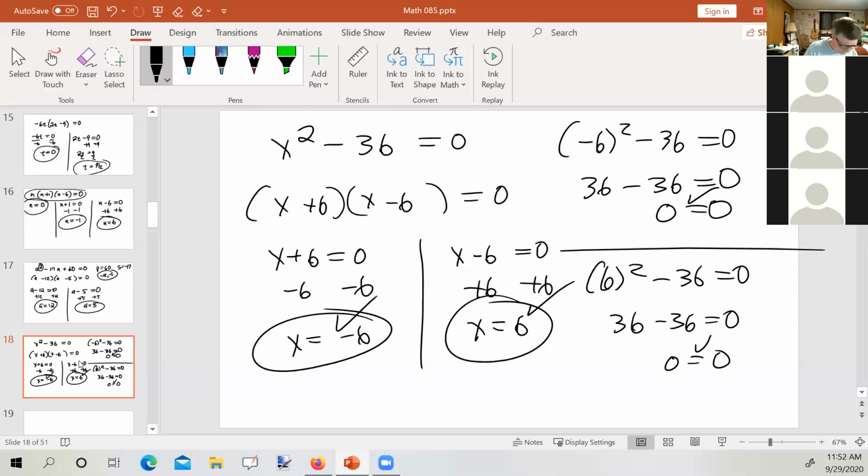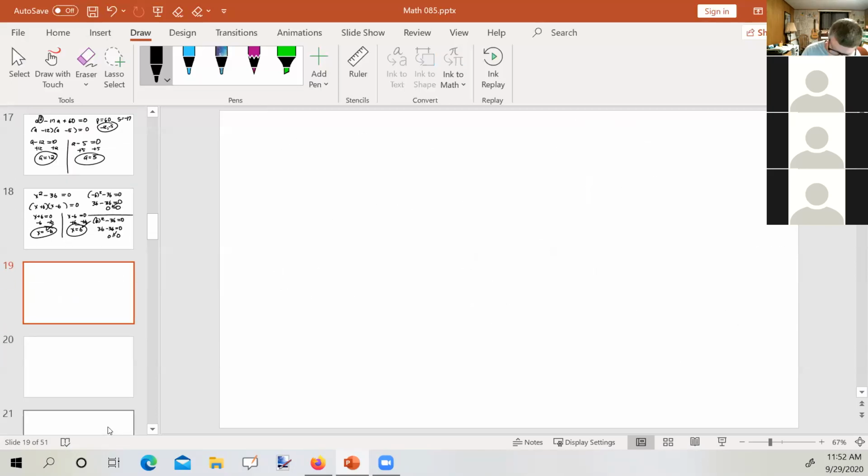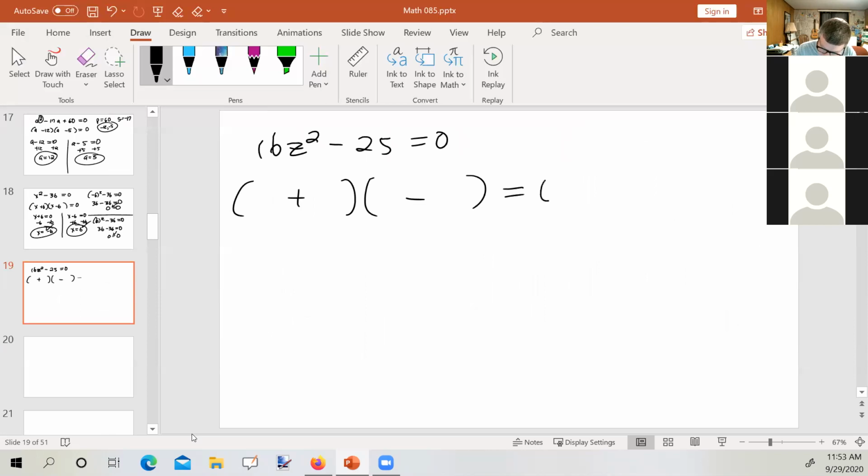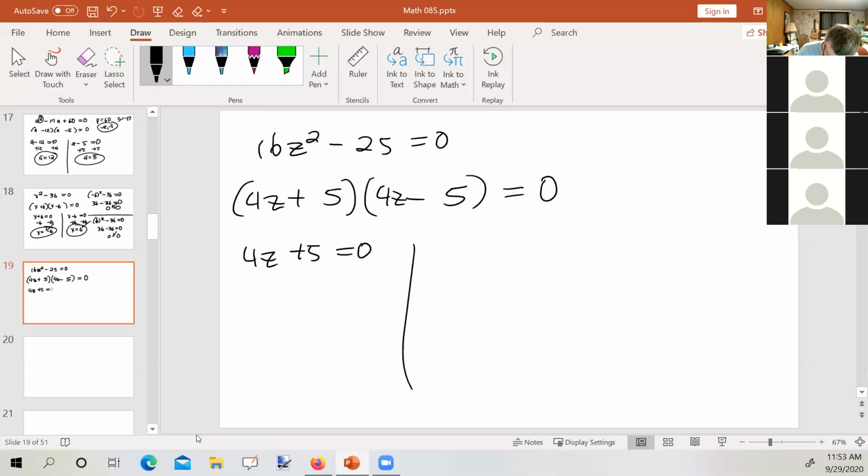Let's see here. How about this one? 16z squared minus 25 equals 0. So again, we have a second degree equation set equal to 0, so it's in standard form. The left side, I believe, is going to be the difference of two squares. We've got a 4z and a 5, a 4z and a 5. So then we get 4z plus 5 equals 0, 4z minus 5 equals 0.